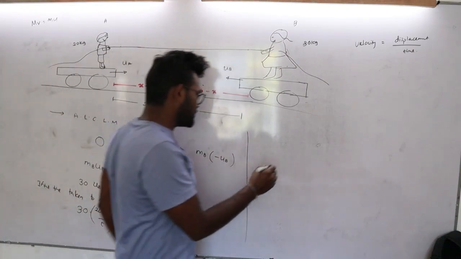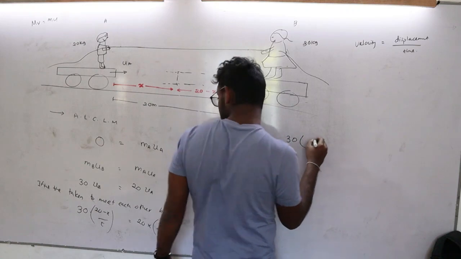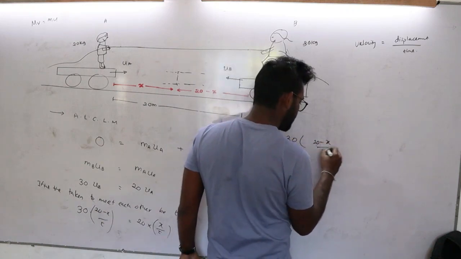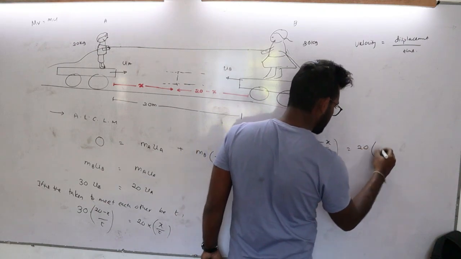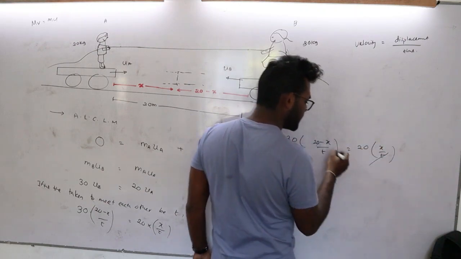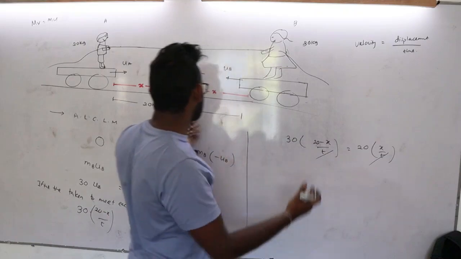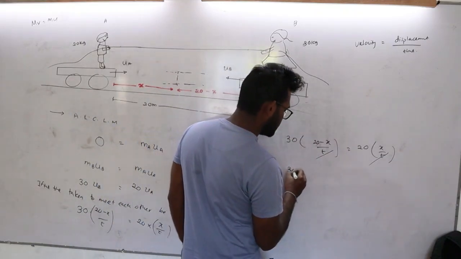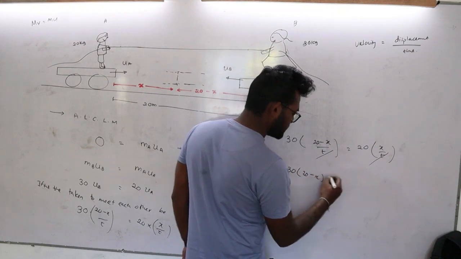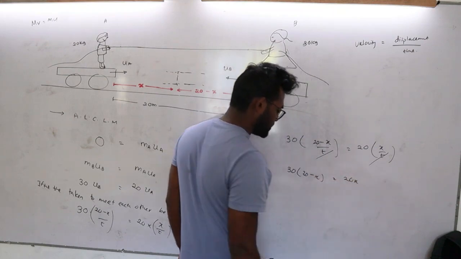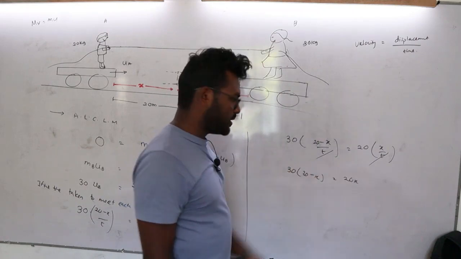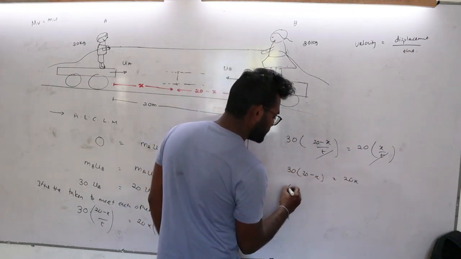Alright, so how to simplify this? 30 times (20 minus X) over T should equal 20 into X over T. We can see the T's are the same. It's the same time taken for both of them to reach, so the T's cancel off. It would be 30 times (20 minus X) equals 20X. Now simplify this. We'll simplify the brackets and take the X to one side, and we can do it.